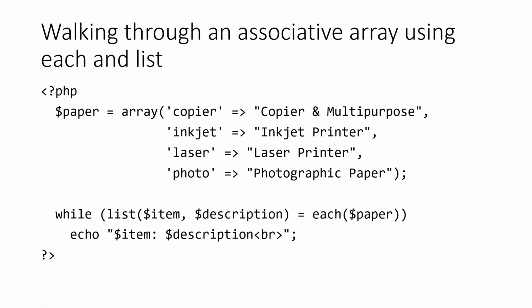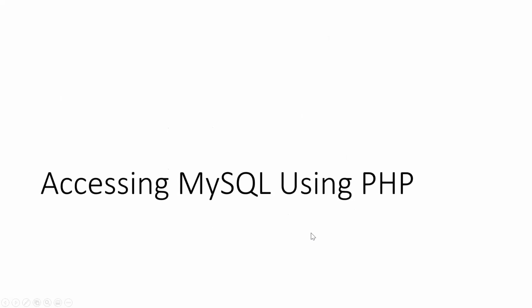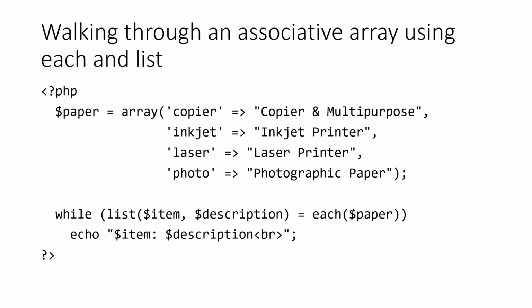Then use of lists, right? So in this one, what you see is the same associative array. This one we are using each and then the list, right? So each paper, that means you are going to get each item of paper. And then you are going to put it into a list of item and description, right? And then each of these values will be assigned, this one is the item and this is the description. So the use of each and the list, right? Okay, I think we can finish for today after finishing this one, right?